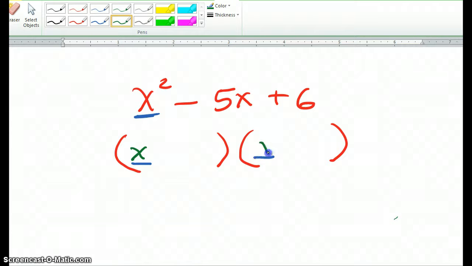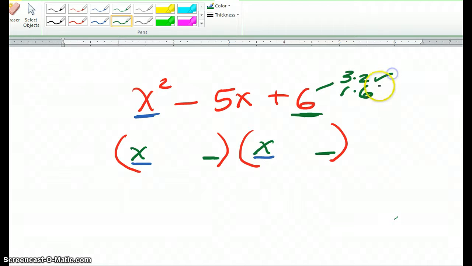X times x is x squared. We're following the same procedure over here. Now if we're going to get our last term, that's going to be either 3 times 2 or 1 times 6. Now remember, I told you to use the most common way. The most common way would be 3 times 2. However, we need to make sure that we understand that there are more ways to get it, and we may have to use a different way.